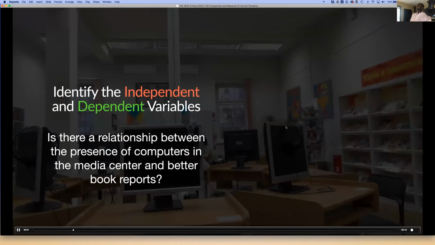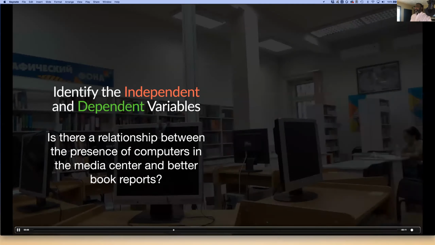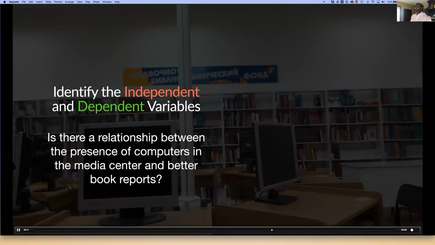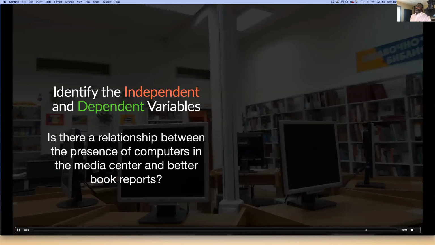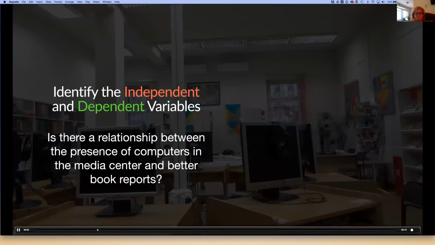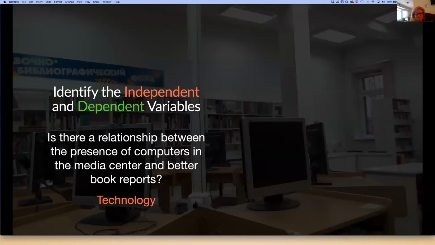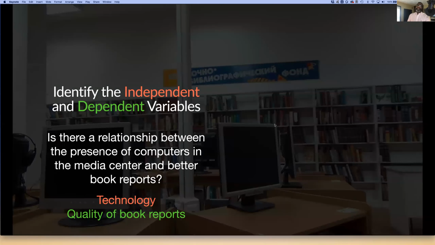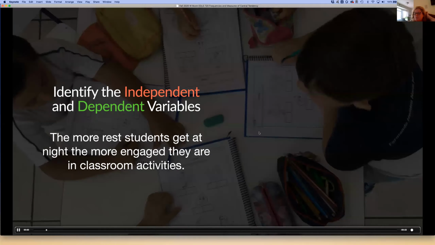Is there a relationship, I'm gonna let you all do this one, between the presence of computers in the media center and better book reports? Presence of the computers is independent. Quality of book reports is the dependent. Yes. Boom. See, Maurice? Good job. Yeah, you got it. And now I'm gonna have whiter teeth too.